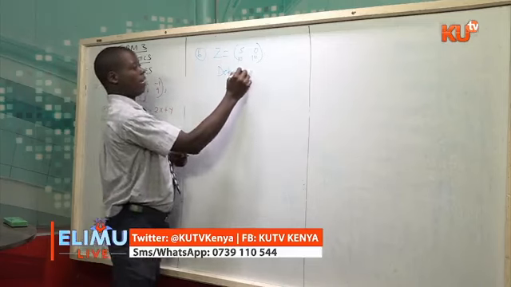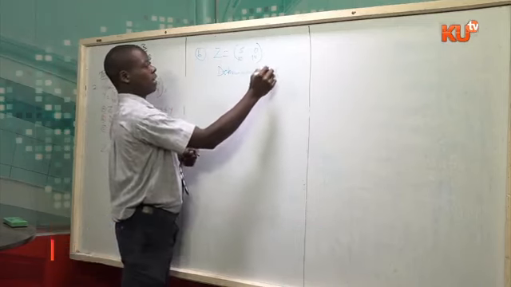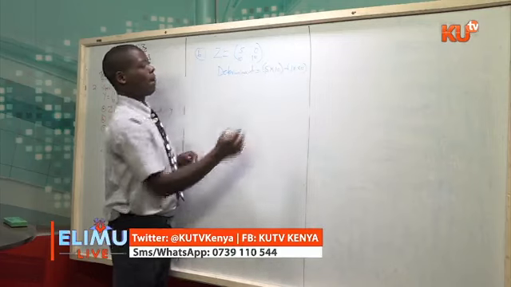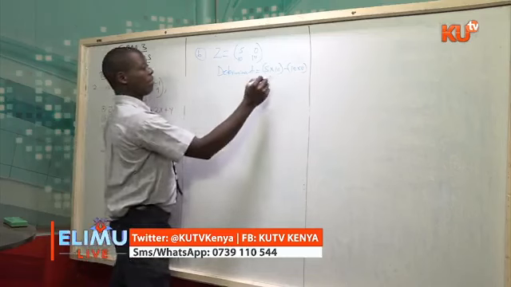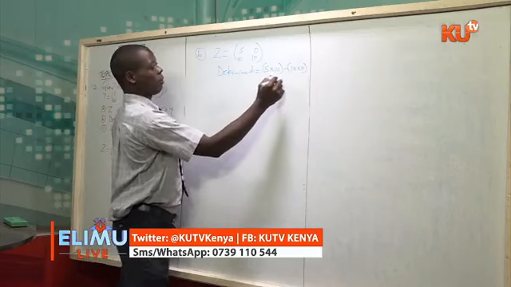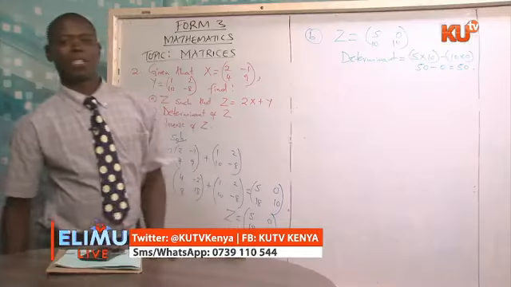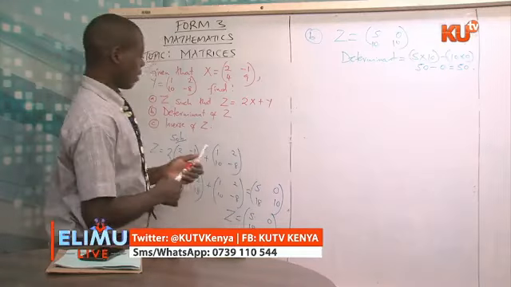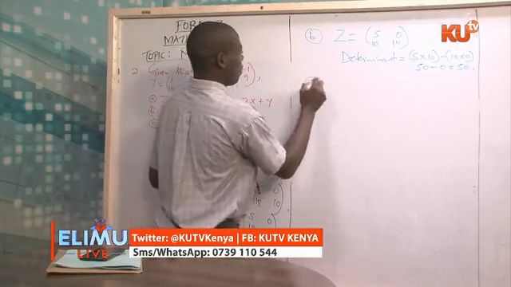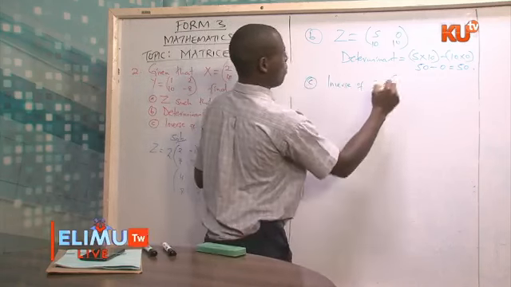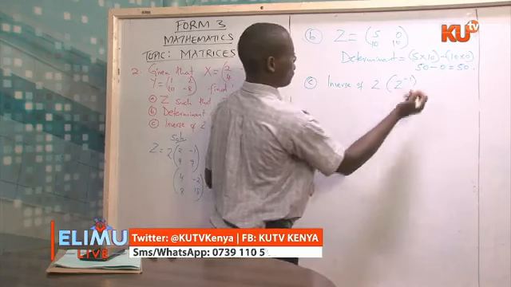and the determinant is equal to 5 times 10, minus 18 times 0. 5 times 10 gives us 50, less 0. So the determinant is 50. Our determinant is 50. What about the inverse? Inverse of Z, which will be written as Z power negative 1.